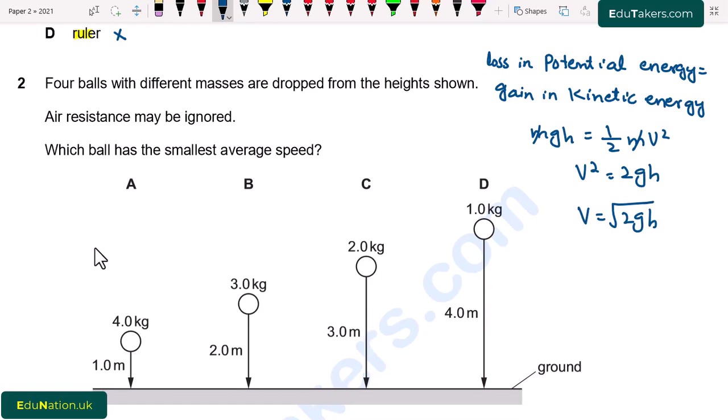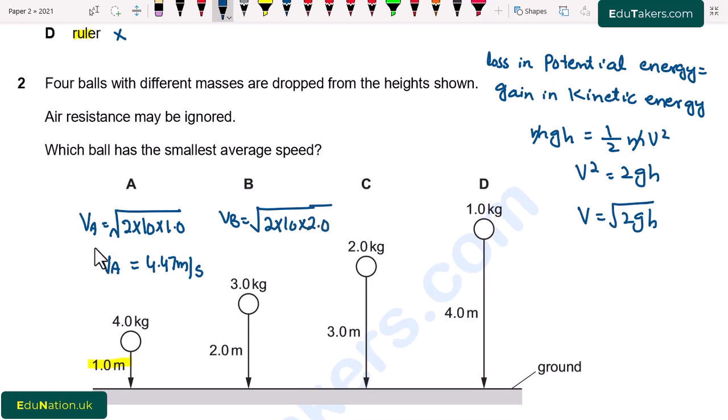So first of all I calculate speed for the ball A. VA will be equal to square root of 2 multiplied by 10 and height is 1.0, which is given here. So I put here 1.0. VA will be equal to 4.47 meter per second. So VB will be equal to square root of 2 multiplied by 10 and 2.0. VB will be equal to 6.32 meter per second.